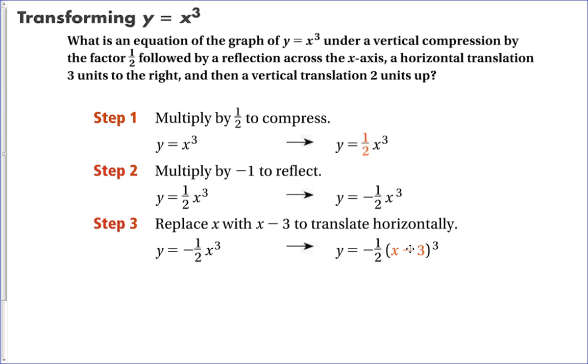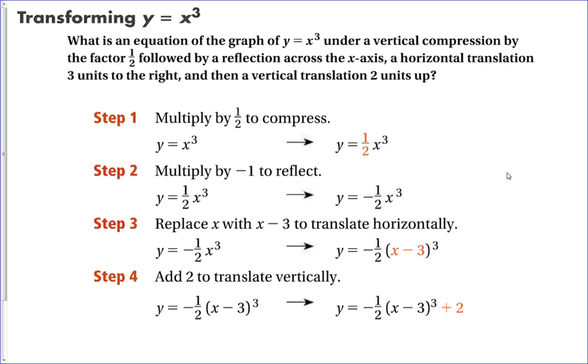And then finally, a vertical translation 2 units up. So with that, you just throw a +2 on the end. Because with verticals, plus goes up, negative goes down. Okay? So this is exactly like transforming regular functions like we were doing before. When we were doing it with quadratics, it works the same way.